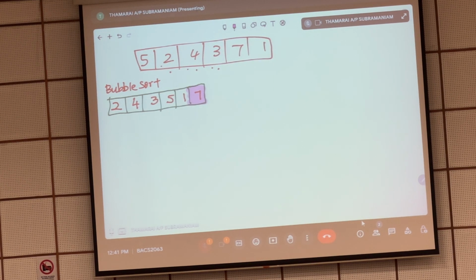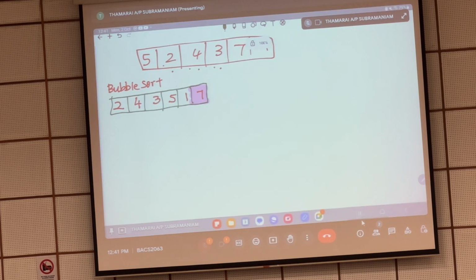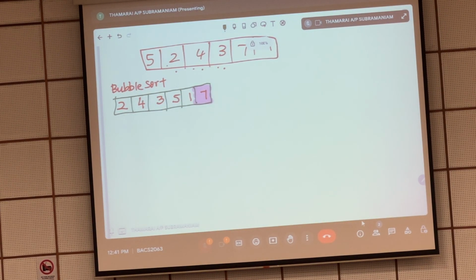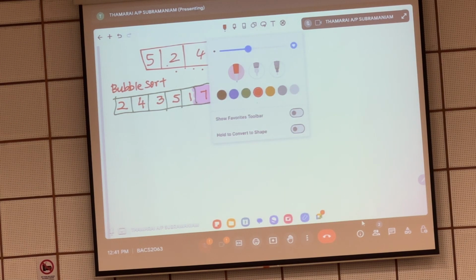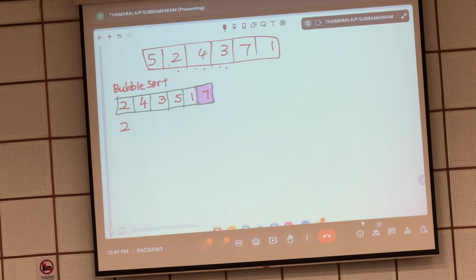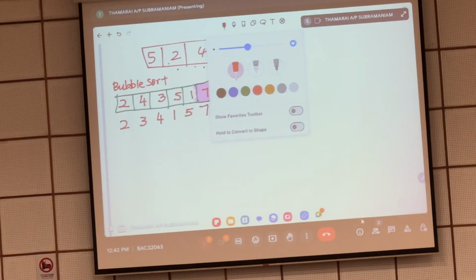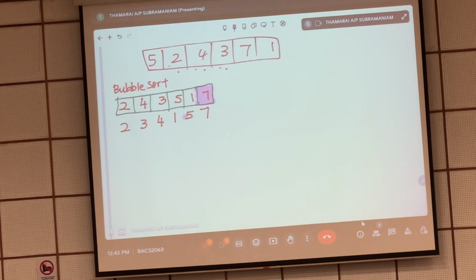Alright, okay. So the next round, okay, 2 and 4 is in correct order. 4 and 3, yep, switch. 4 and 5, okay, 4 is in correct order. 5 and 1, they are not in correct order. 1 goes here. Okay, 5 is in correct order. So there you go. So now this 2 is sorted.